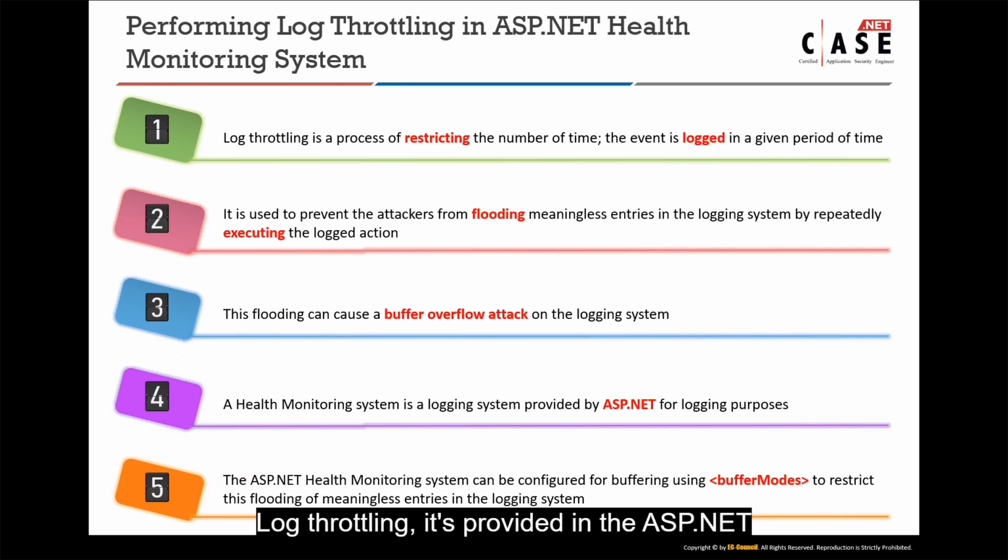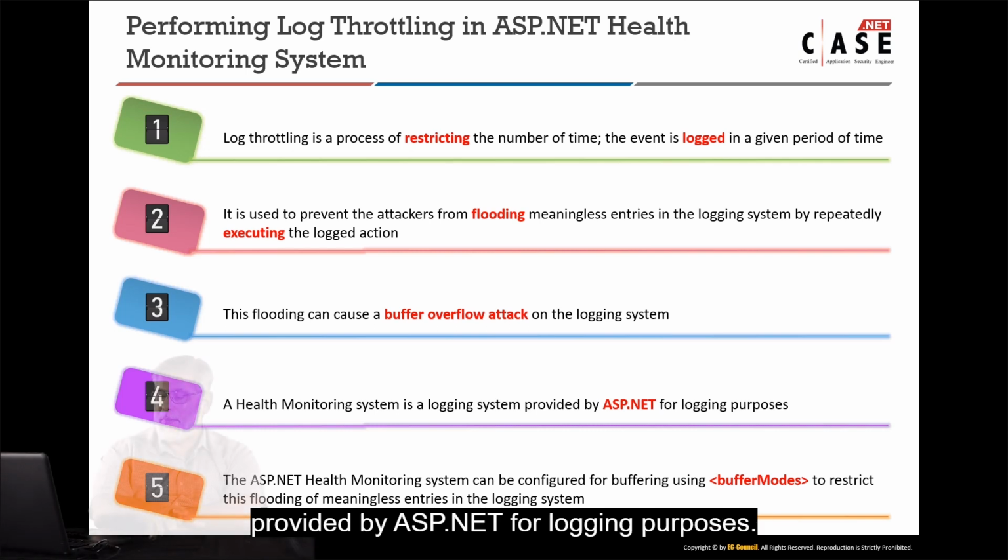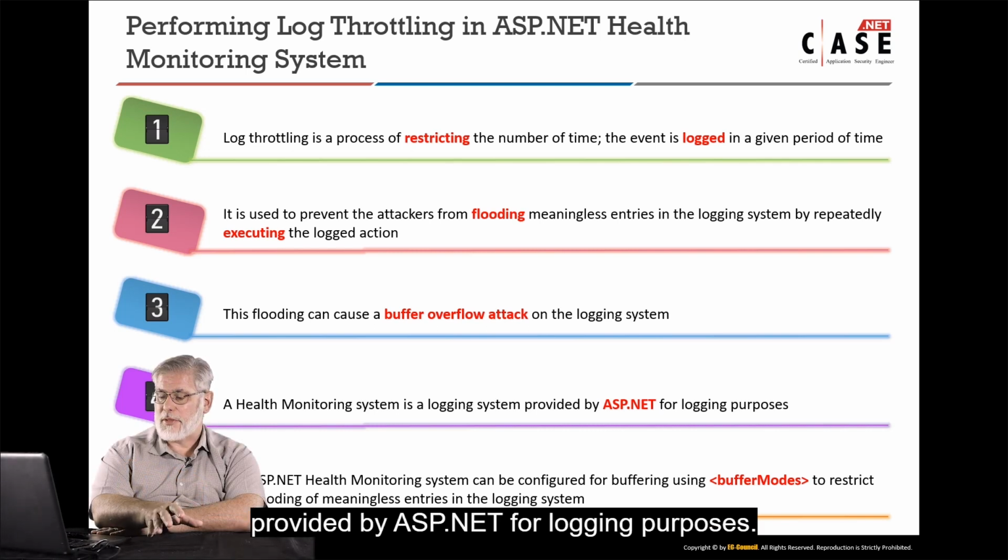Log throttling. It's provided in the ASP.NET Health Monitoring System. It restricts the number of times an event is logged. In other words, if I logged a failed login attempt 500 times, is it really necessary to log it 501? It prevents those flooding attacks and some buffer overflow attacks we talked about. A health monitoring system is a logging system provided by ASP.NET for logging purposes.